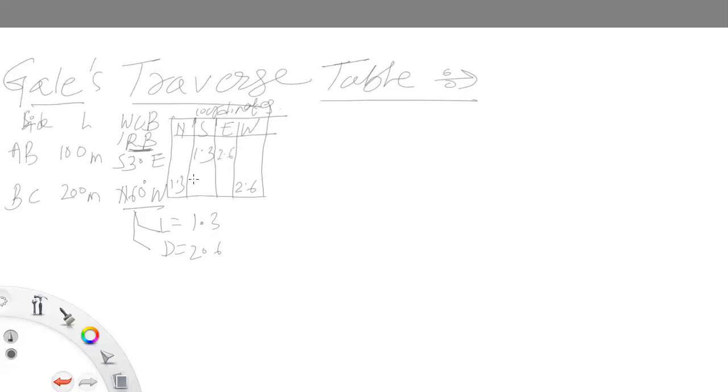So this is just for example. It's not the exact value, but just for the example. All values here are approximate values. After these consecutive coordinates, what you need to write is the correction. Now how will you write this correction?